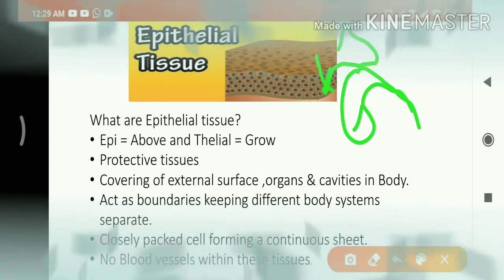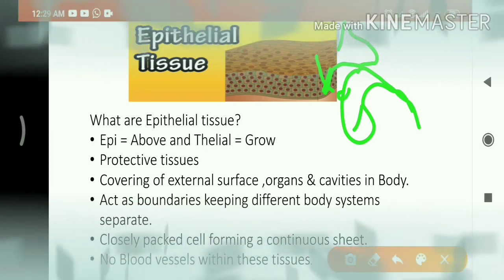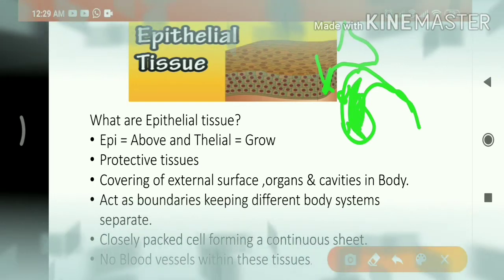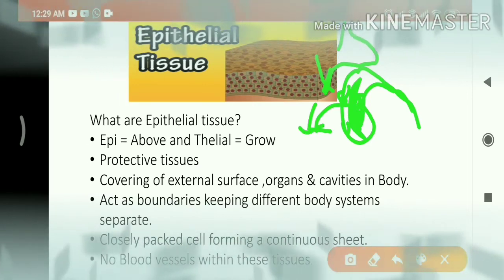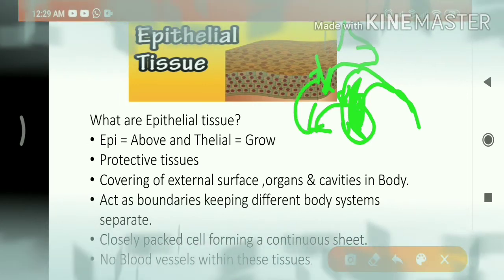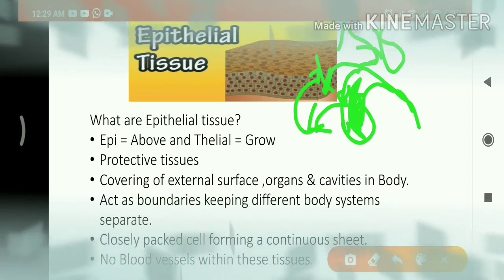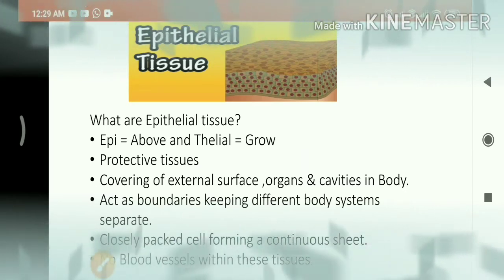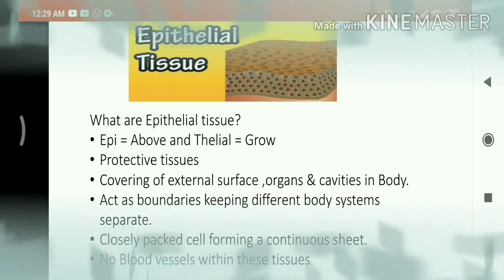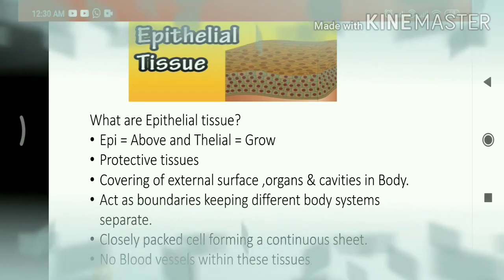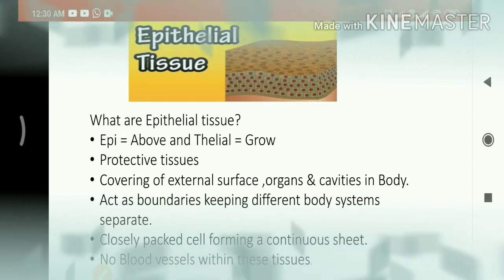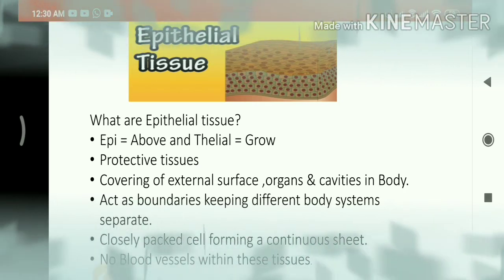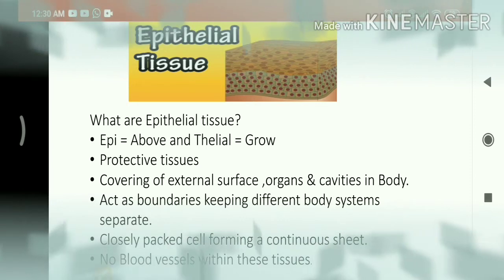Okay, so here these cells are closely packed. If this is the boundary of the cells, this is the kidney. Above the kidney, our lungs are present. The next organ, the lungs, has a different function, and the kidney has a different function. The kidney performs the excretory function, to excrete toxic material from our body.